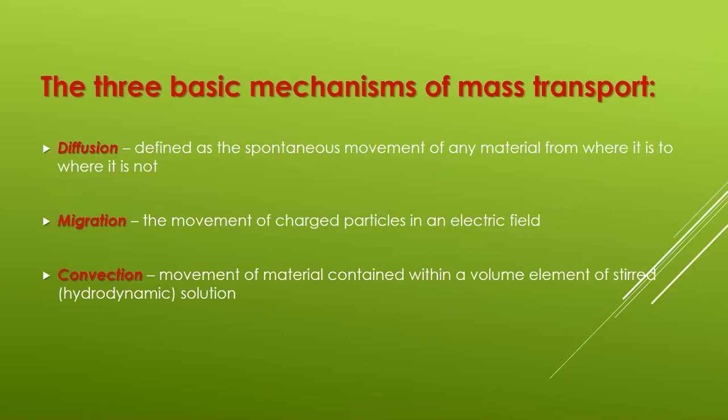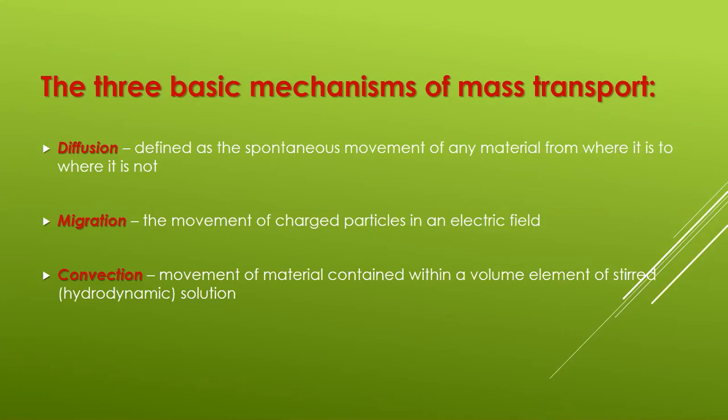Specifically, we have diffusion, we have migration, and we have convection. The first and the last of these three mechanisms will be the ones discussed in unit operation processes. So why will we skip migration? We will go to that later. When we speak of diffusion, it is defined as the spontaneous movement of any material from where it is to where it is not. So it is simply the transfer of a material from point 1 to point 2. Simply stated, even if you're not taking unit operations.